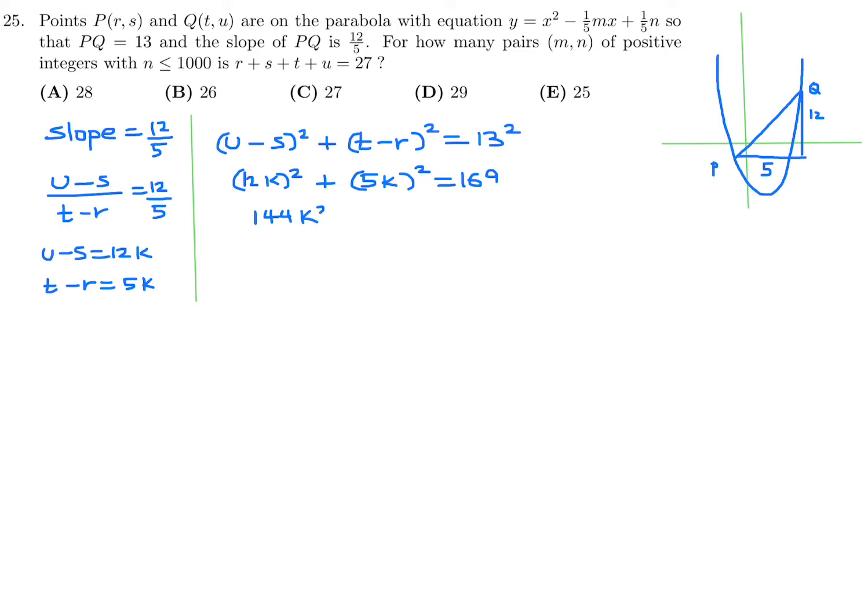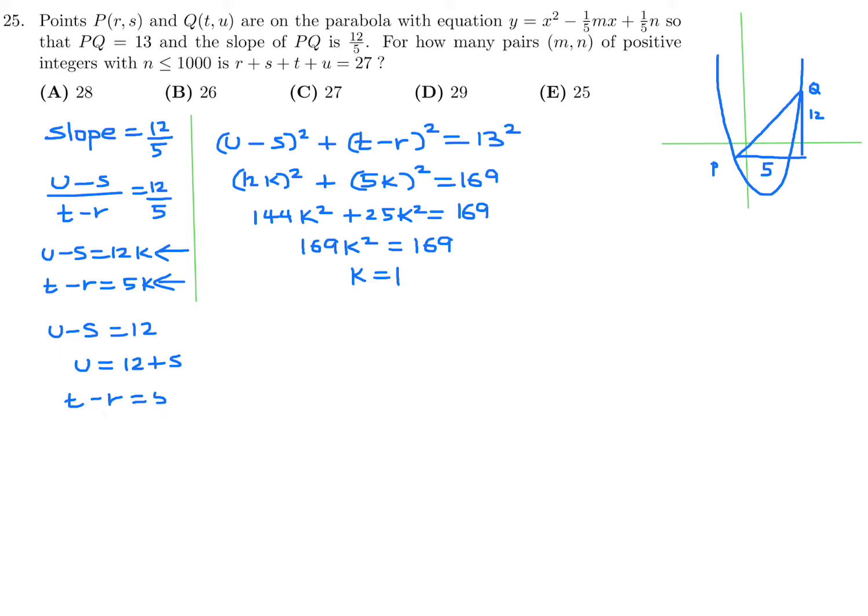So this becomes 144K squared plus 25K squared, and that is equal to 169. So this is now 169K squared is equal to 169. So that means obviously K is equal to 1. All right, great. So putting that back into these two guys, that gives me that U minus S is equal to 12, which would be giving me U is equal to 12 plus S.